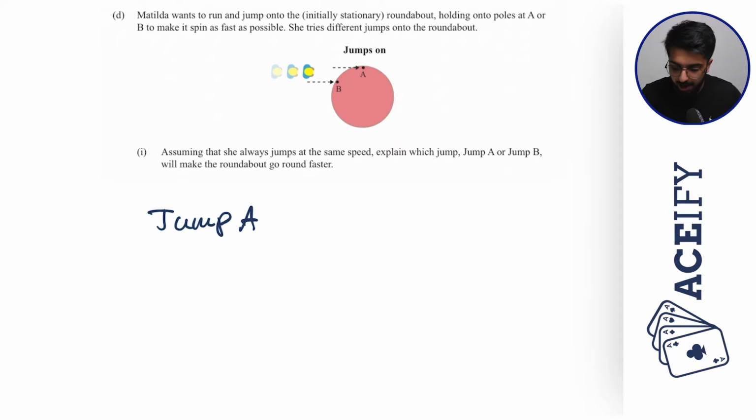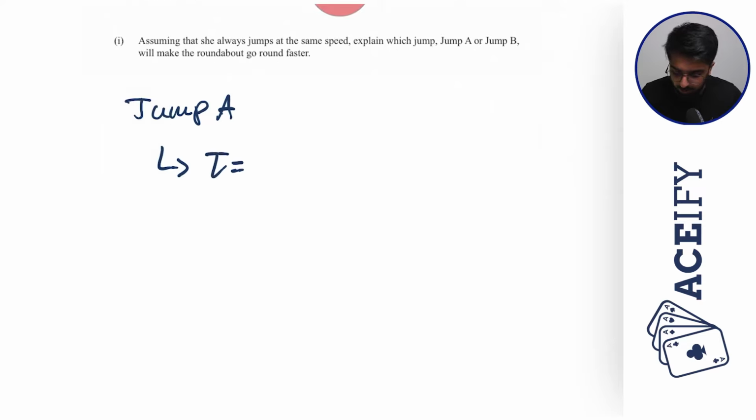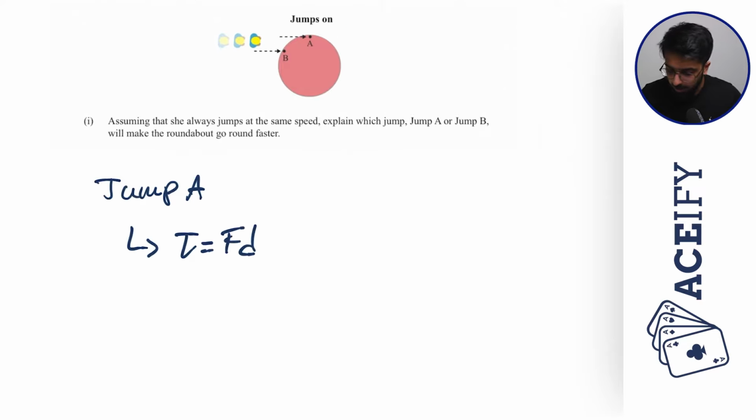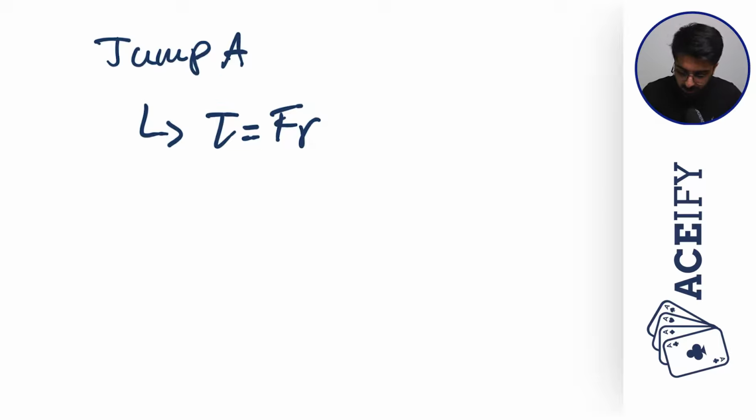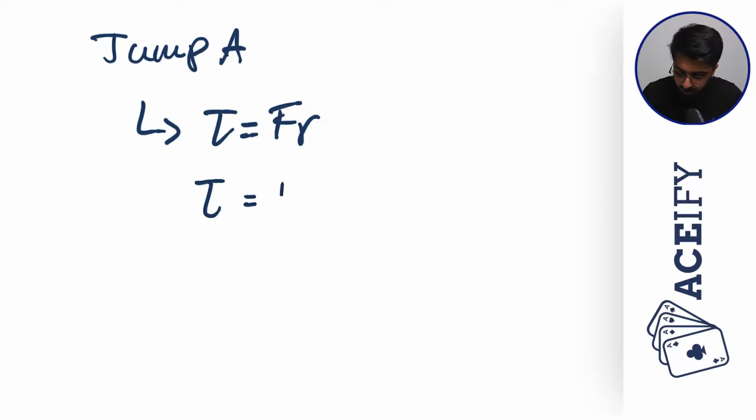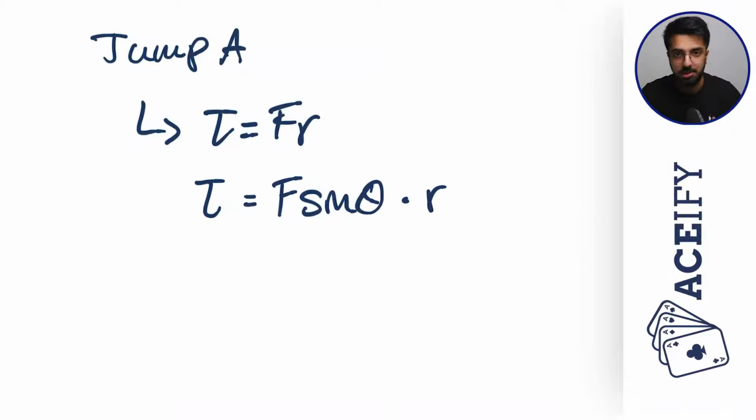So when she jumps at position A, that's where the roundabout is going to spin faster, okay? The reason for that is because torque is equal to force times distance, where in this case our distance is our radius, okay? So torque is equal to force times our radius. Now this equation is slightly misleading. The full equation is torque is equal to F sine theta times our radius or distance, okay?